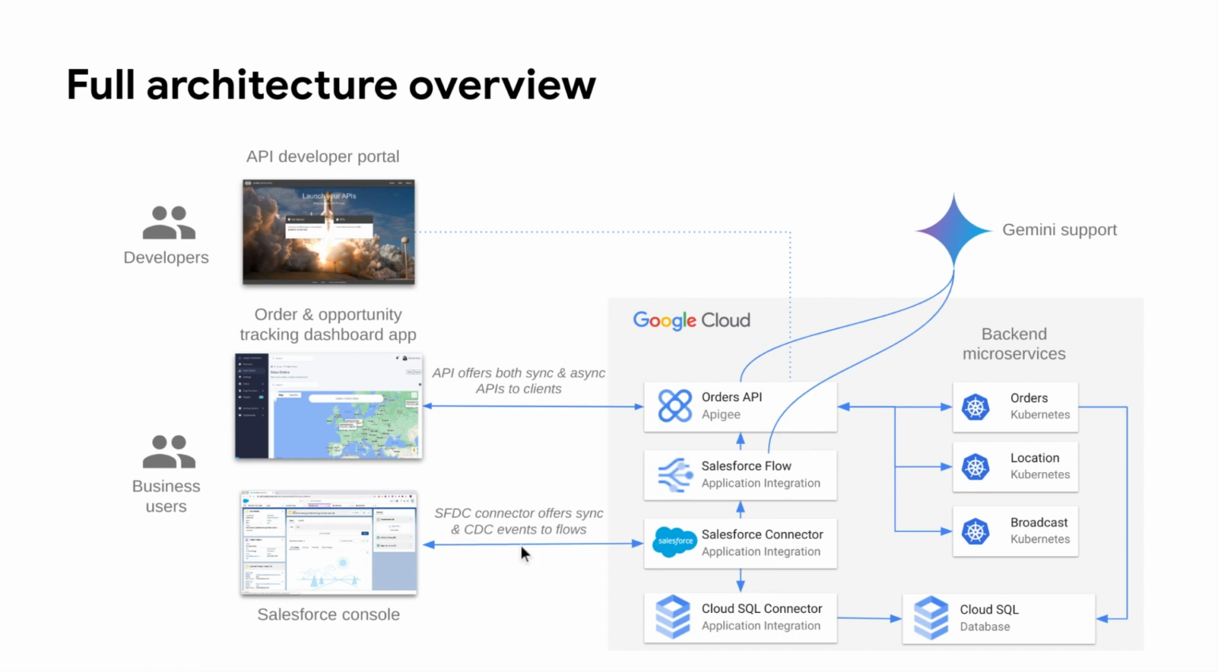CDC data events happen. Gemini helped us build all of this. So it helped us build the APIs in Apigee and build the flow and application integration and connect to our backend services. So our order service, location, broadcast, and other services running in Kubernetes. Another aspect we didn't see is integrating with Cloud SQL. So taking that data and synchronizing it to an SQL database, also with no code. So that's something we could explore in a further session.